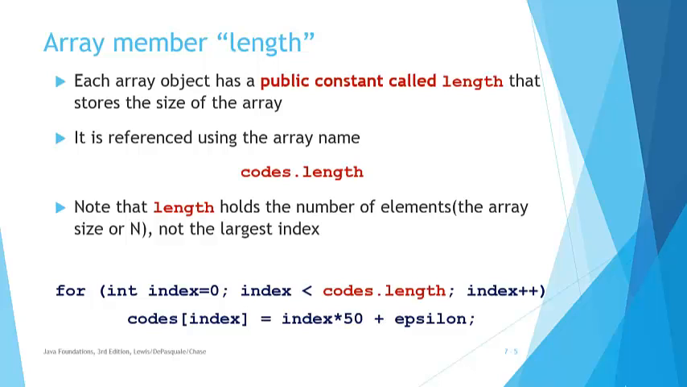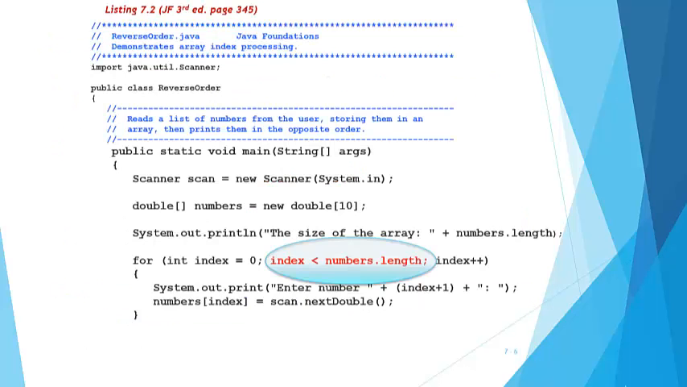Let's recode the for loop from the previous slide to take advantage of this useful array member. This is the best practice style of coding your for loops that use arrays. Now it will always iterate through the array correctly. Here's some sample Java code from your textbook. It uses the length member.